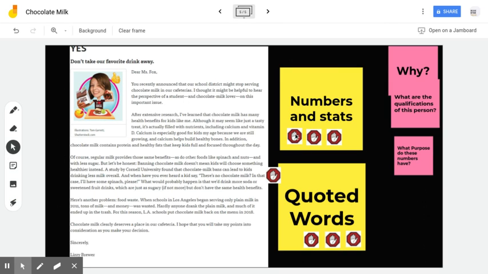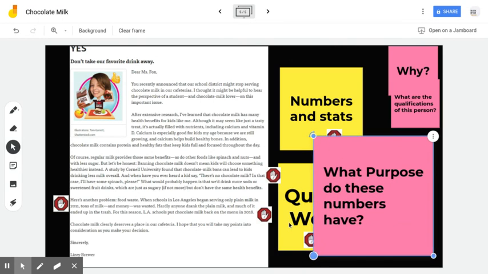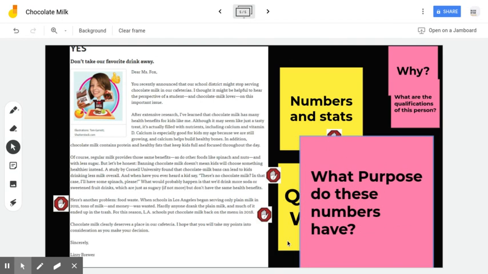I'm noticing some numbers and stats there, just some year dates. And I'm noticing right away, what are the purpose that these numbers have? These numbers have just that purpose of telling us a year when that happened. So it doesn't really add to or take away from her argument. That's what I'm noticing. All right, we're going to finish up reading.